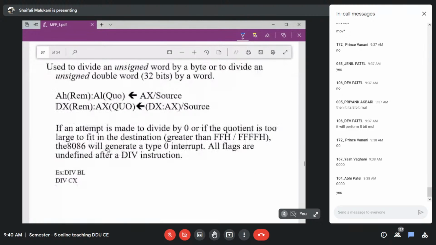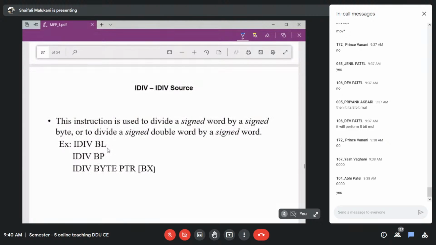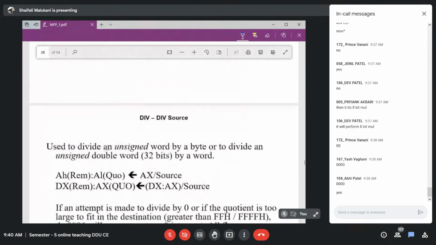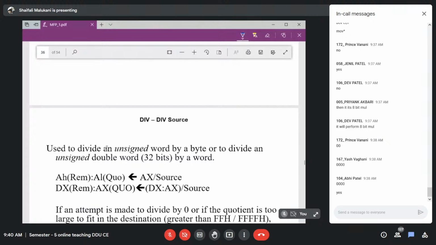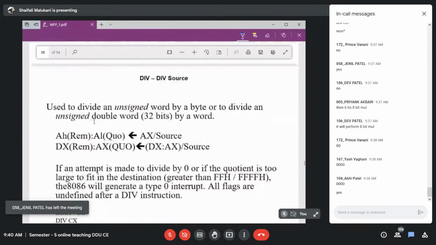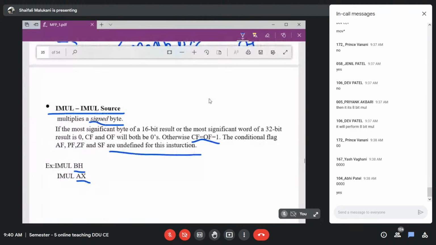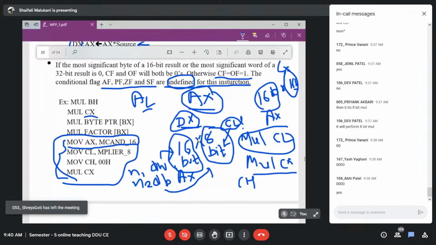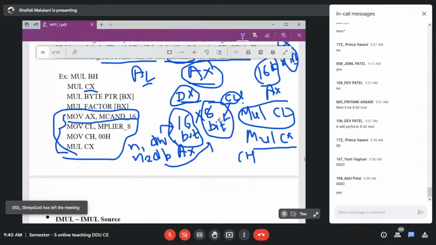Next is the division instruction and IDIV instruction, but of course we are running out of time, so that will be covered in the next lecture. Then onwards we will go for the logical instructions and some programs. In the next lecture, we will consider some programs for practice.